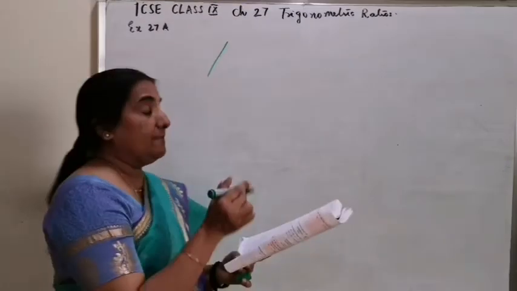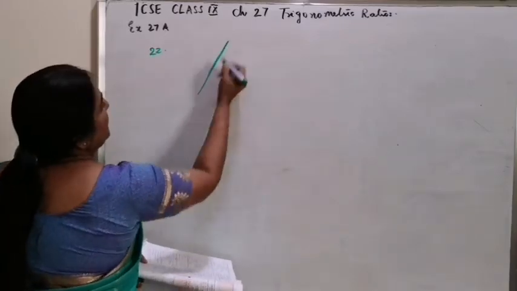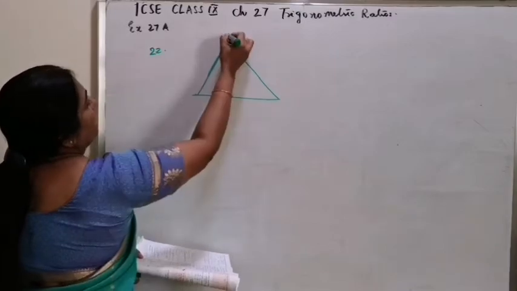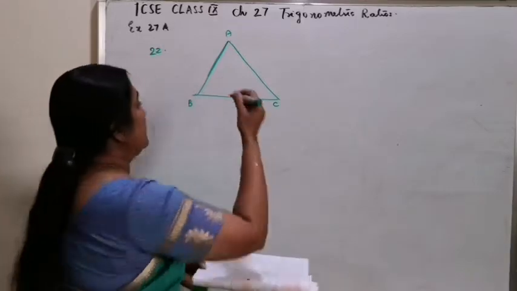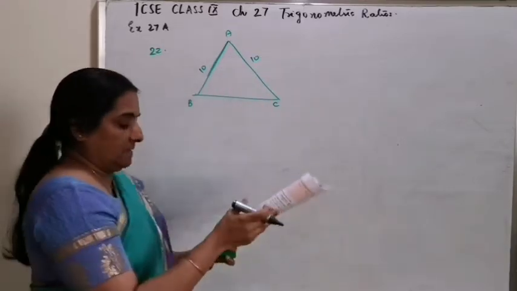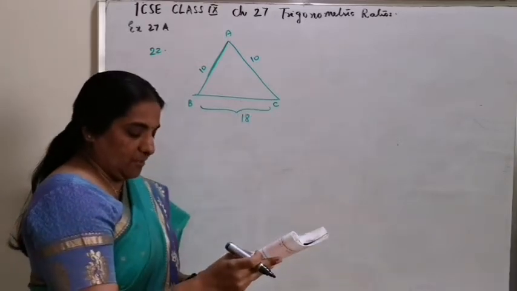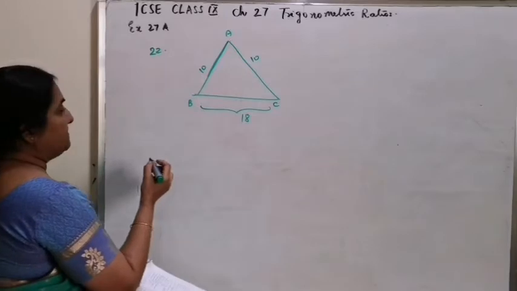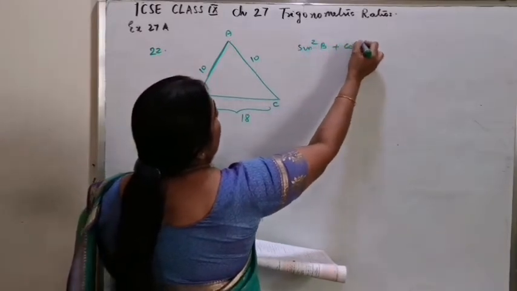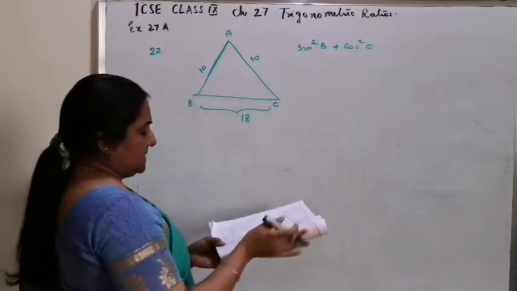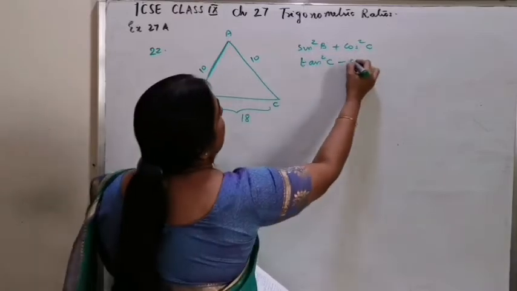The last question, number 22. In an isosceles triangle ABC, the two sides are equal, that is AB and AC are 10, and the length of BC is given as 18. They are asking you to find the value of sine square B plus cos square C. The next value is tan square C minus sec square B plus 2.